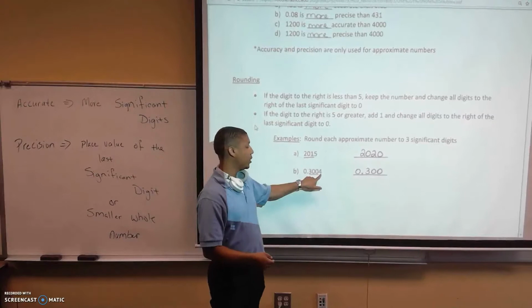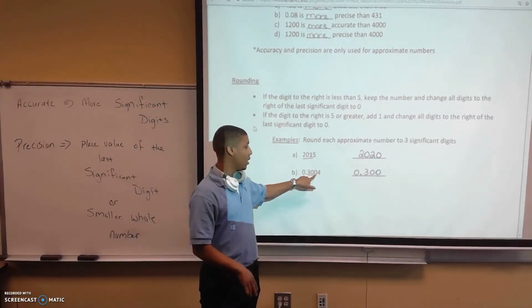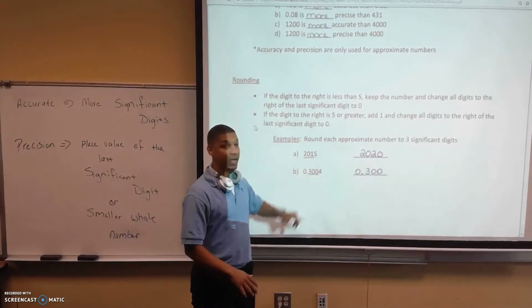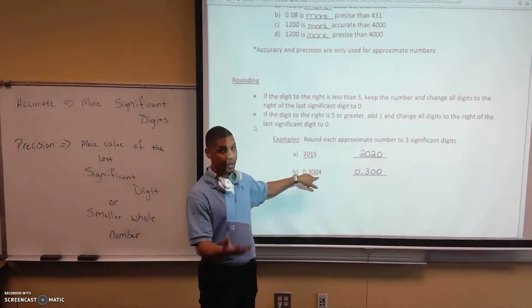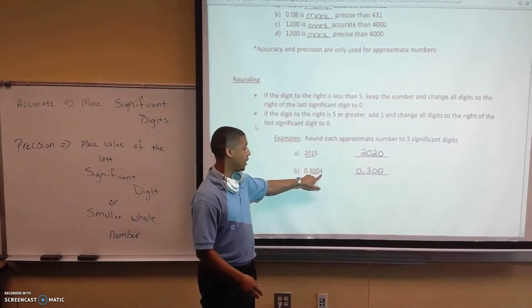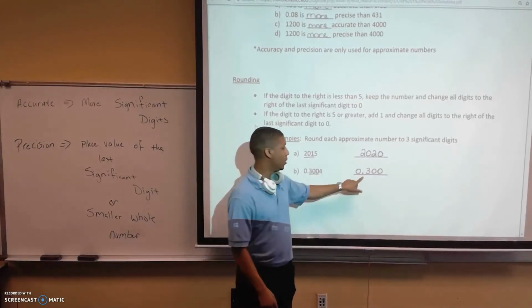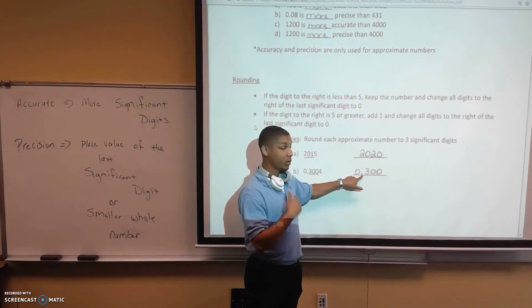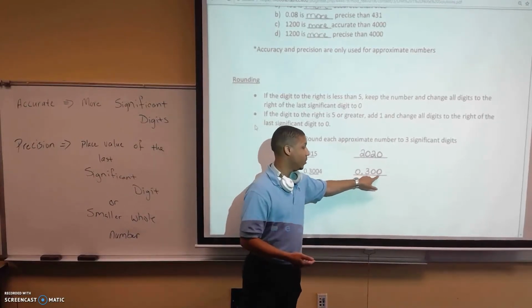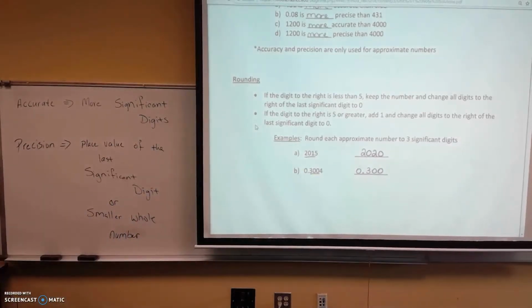So the 4 is what I'm going to use to see if this one goes up 1 or stays exactly the same. Because it's a 4, it's going to stay the same. If it was a 5, then it would be 3, 0, 1, but it's not, or a 6 or 7. But since it's a 4, that's going to remain the same. So we have our 3 significant digits: 1, 2, 3. Remember, zeros after the decimal and a significant digit are considered to be significant. So that's why we have 3 significant digits there.